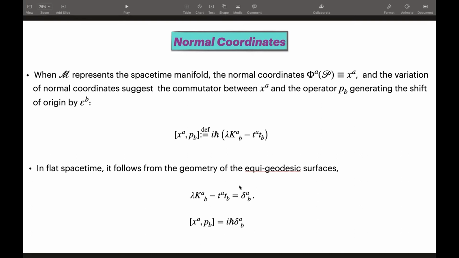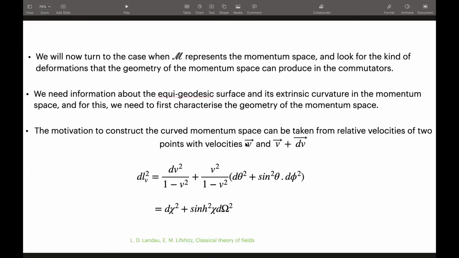So it is going to give you the ordinary Heisenberg algebra in flat space-time, and in curved space-time it is going to give you this. So this is a modified theta in the curved space-time.